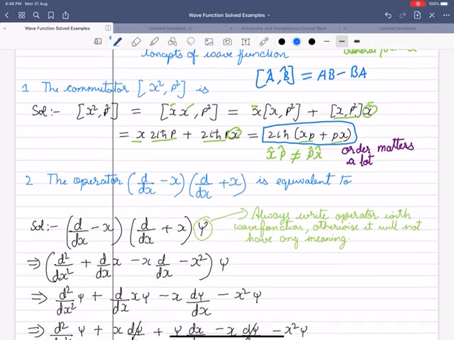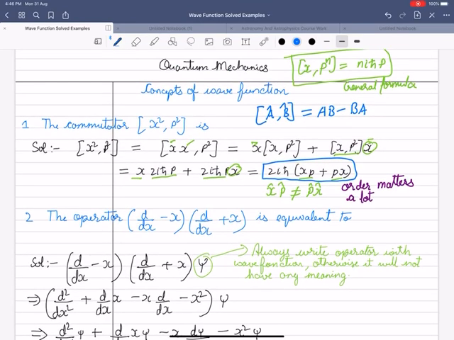Okay, so this is your final answer. In the next question, you can also try something like x cube comma p cube. It is a bit trickier, but you can apply the basics and you will get the answer.